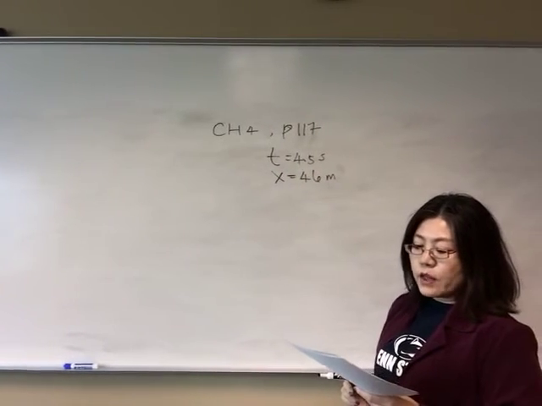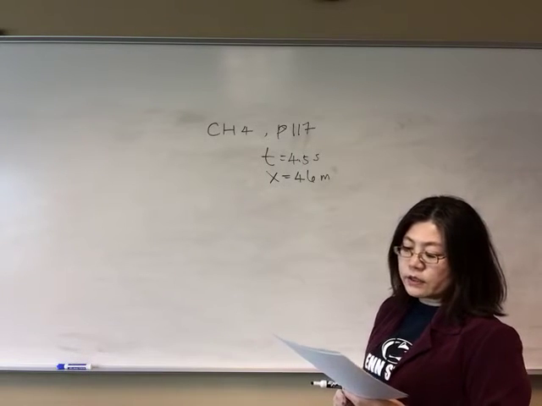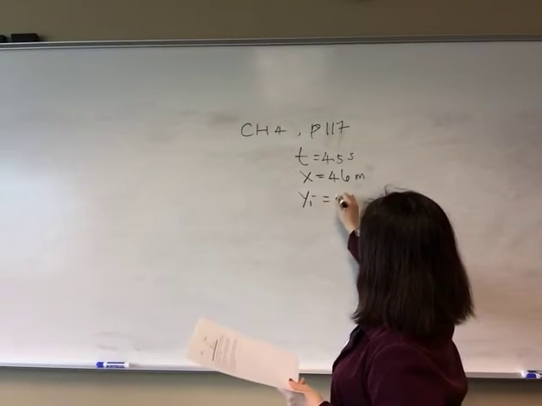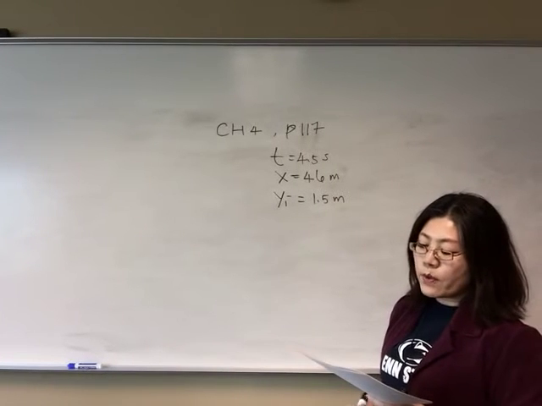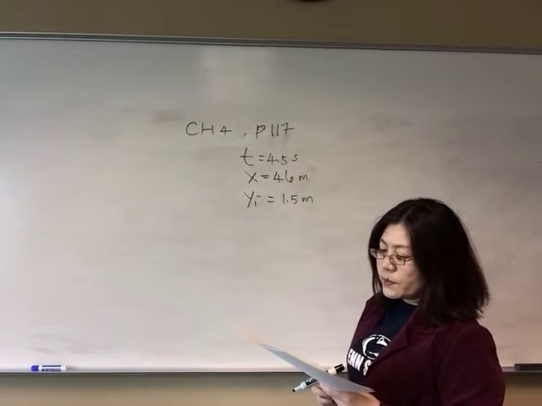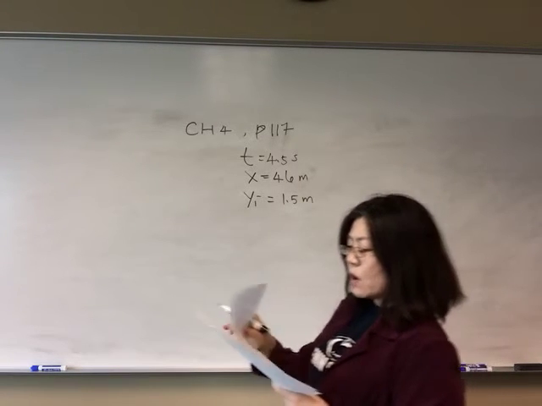And if the ball leaves the player's foot 150 centimeters above the ground, so initial height is 1.5 meters because 150 centimeters, that's 1.5 meters above the ground. What must be the magnitude and angle of the ball's initial velocity with respect to the horizontal?